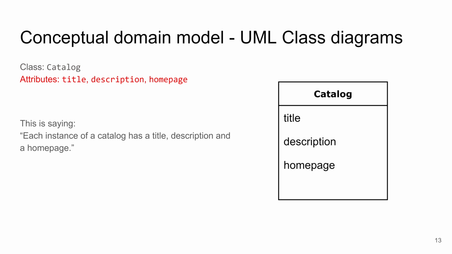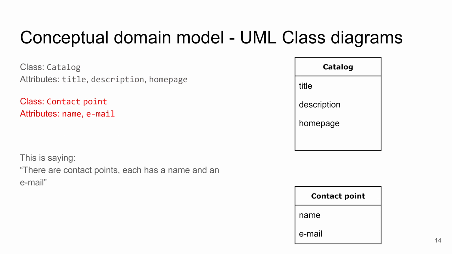Right. My catalog will have a title, a description, and a home page. So those are attributes. Basically, this says that each instance of a catalog, each catalog, has these three properties.